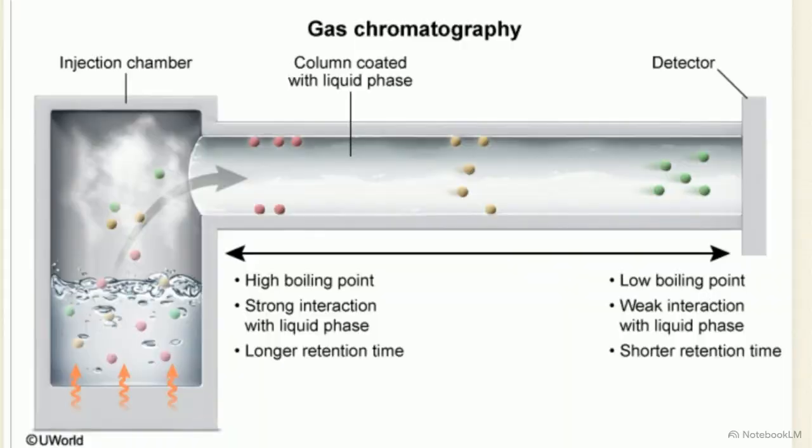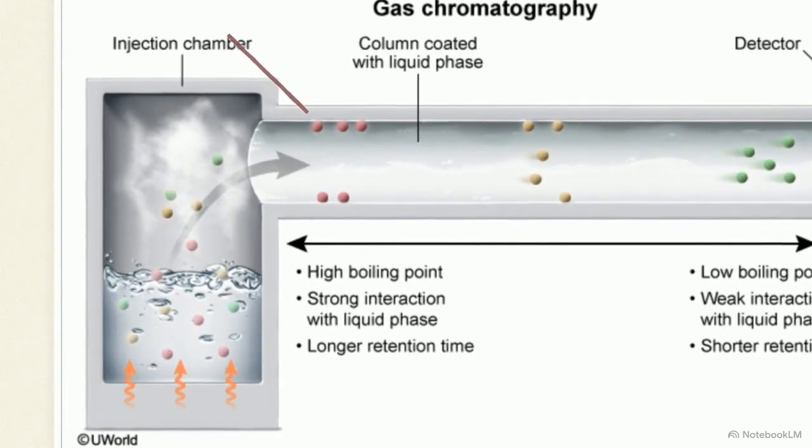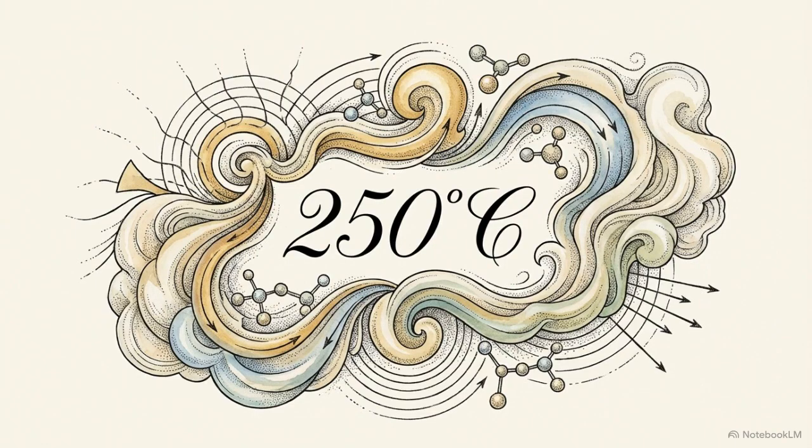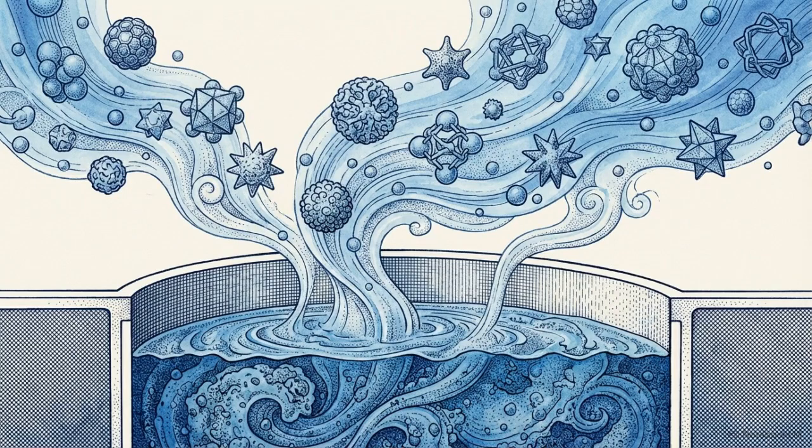Boiling point drives separation. Low boiling compounds stay gaseous, interacting weakly with the walls, and sweep through rapidly. Conversely, high boiling compounds prefer the liquid state, frequently condensing. This constant stopping delays their journey, yielding a longer retention time. In gas chromatography, temperature acts as the ultimate filter. We separate molecules based almost entirely on their inherent thermodynamic desire to exist as a gas rather than a liquid.